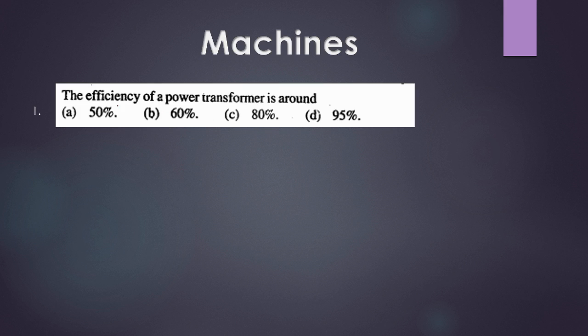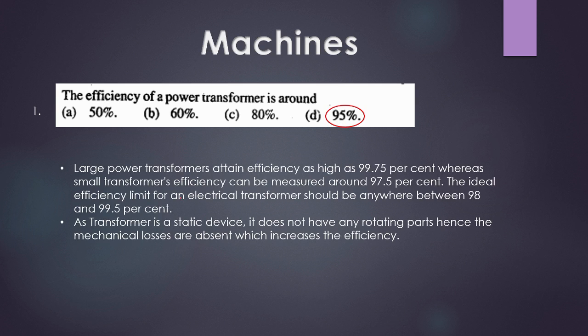So first question, the efficiency of a power transformer is around. These are the options: 50%, 60%, 80%, 90%, 95%. This is a very easy question. The solution is 95% because usually the efficiency of a power transformer lies between 98% to 99.5%. Why? Transformer has such large efficiency because the main reason is transformer is a static device. It does not have any rotating parts. Hence the mechanical losses are absent, which increases the efficiency.